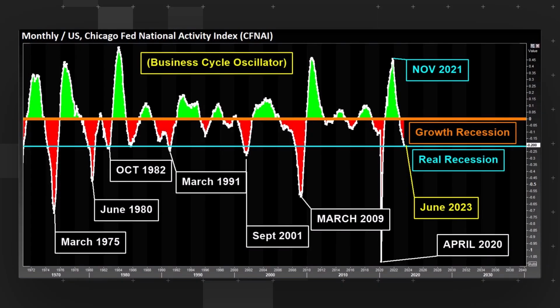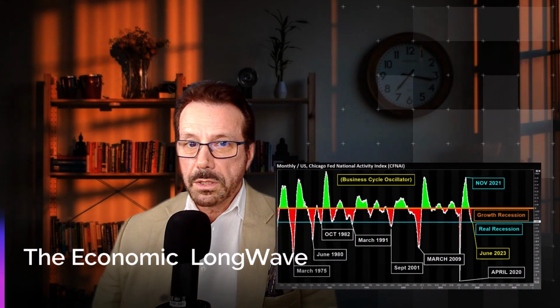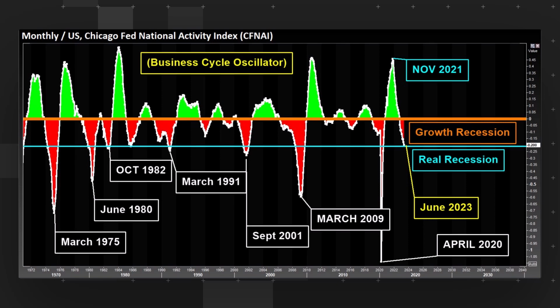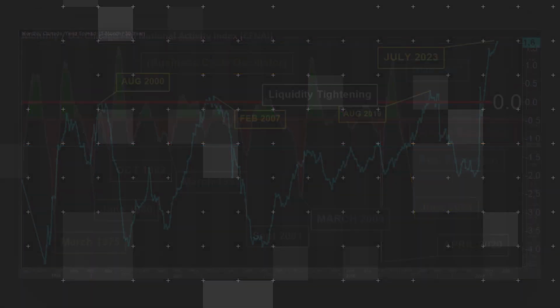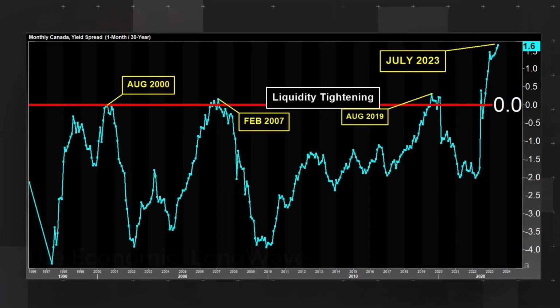And most importantly, we looked at the updated leading indicator, right? We're in the growth recession area, not real recession, but it's there. This indicator has a perfect track record. So does the yield spread. It's simply because liquidity is tightening. We've seen here at previous tops in 2000, 2007, 2019, a recession followed. Definitely a slowdown, and this one is actually very extreme.